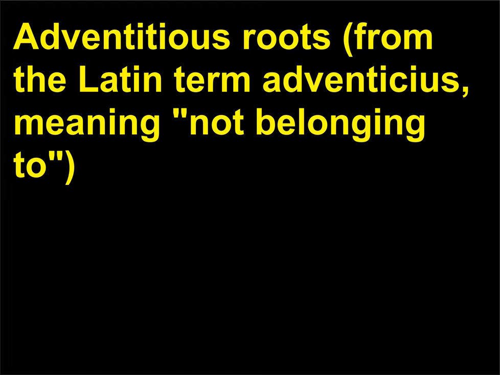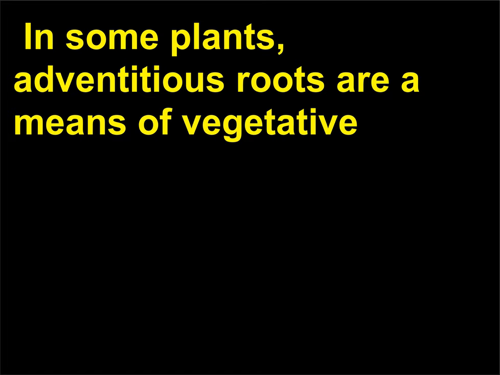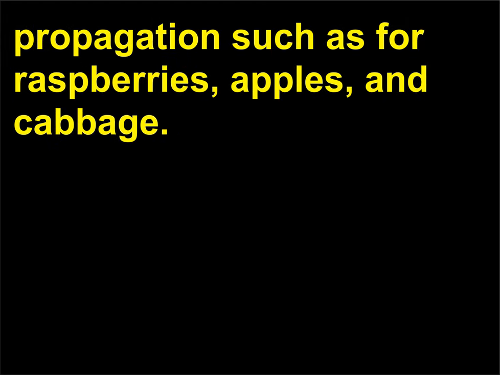What are adventitious roots? Adventitious roots, from the Latin term adventitius, meaning not belonging to, are roots that form on organs other than roots, such as a leaf or stem. In some plants, adventitious roots are a means of vegetative propagation, such as for raspberries, apples, and cabbage.